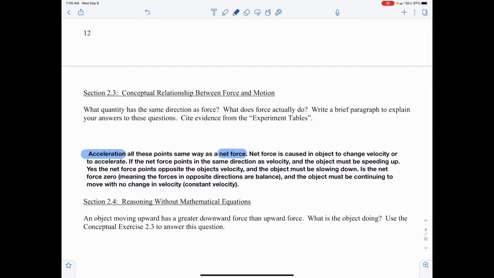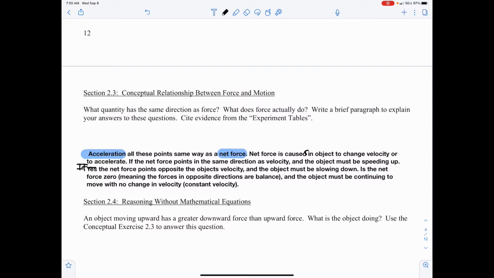Net force causes objects to change velocity, or to accelerate. If the net force points in the same direction as velocity, the object speeds up. If the net force points opposite the object's velocity, the object must be slowing down.